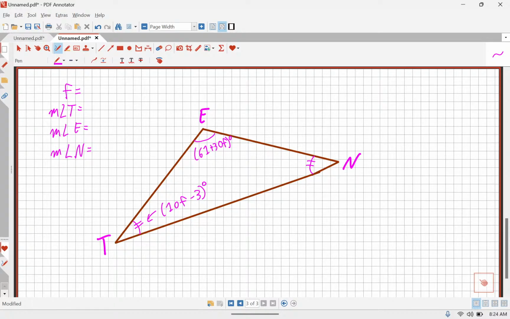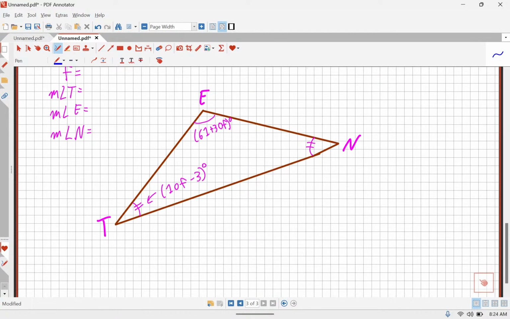All righty. Can I get you guys back up here in 5, 4, 3, 2, 1? So the setup here can be a little bit tricky. I need to add these three angles together and set it equal to what? Everybody needs to set it equal to 180.